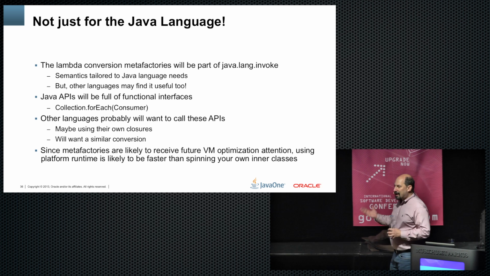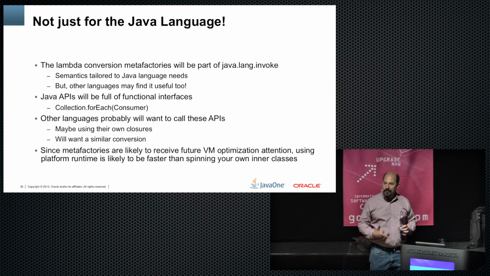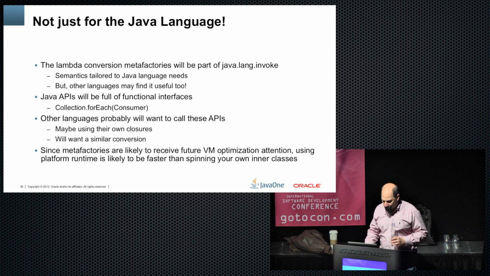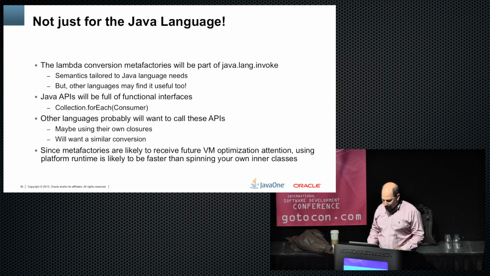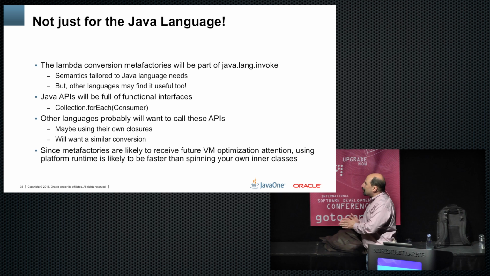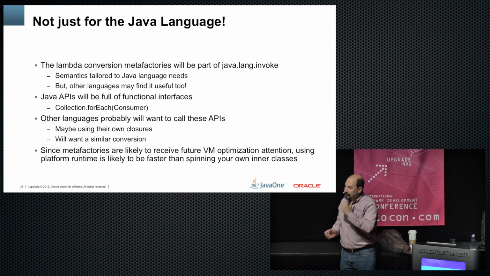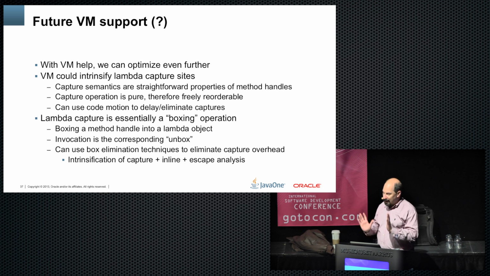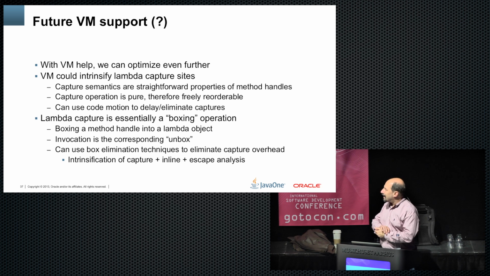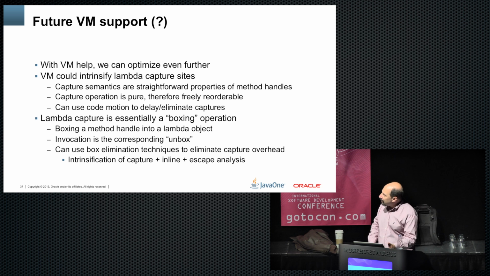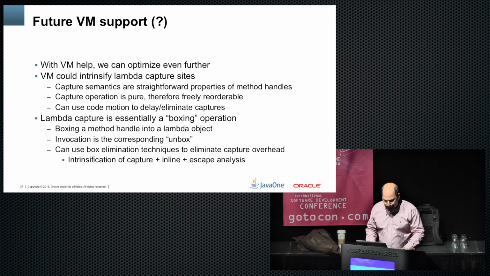Obviously, other languages can do what they want, but it's one more tool in the toolbox for other language compilers to piggyback on the performance work that we're doing for the Java language. So not just for us, anybody can use this. Now, I mentioned there's a deep pipeline of VM optimizations that we really want to do here. Right now, we get no help from the VM. We're just using invokedynamic out of the box, just like any other compiler would, like JRuby would. But with a little bit of help, we can do better.